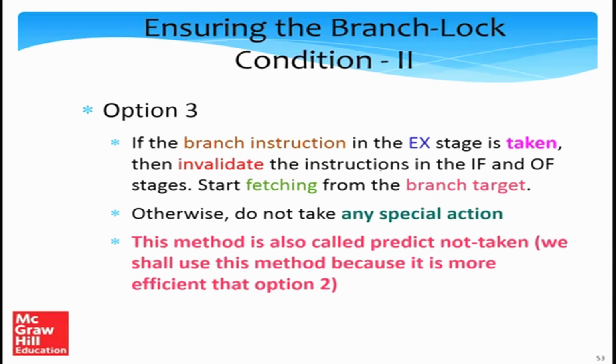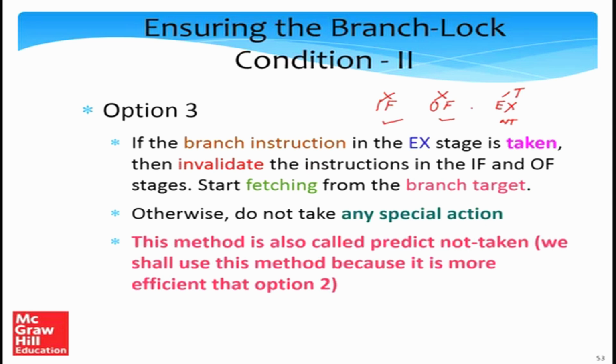Option 3 is a better option. Let's assume that only if the branch instruction in the EX stage is taken do we invalidate the instructions in the IF and OF stages and start fetching from the branch target. Instead of invalidating and converting instructions into bubbles all the time, which is a bad idea and a waste of useful work, in the EX stage, if the branch is taken, then only the instructions in the IF and OF stages are not valid. Then they can be converted to bubbles and made to flow through the pipeline. However, if the branch in the EX stage is not taken, then the instructions in the IF and OF stages are correct. They should have been correctly fetched, and they are. So no special action needs to be taken, and we do not convert them into bubbles. In this method, we are essentially predicting that the branch is not taken.